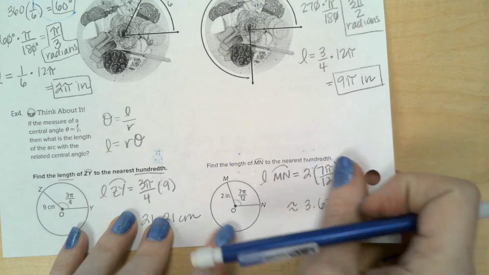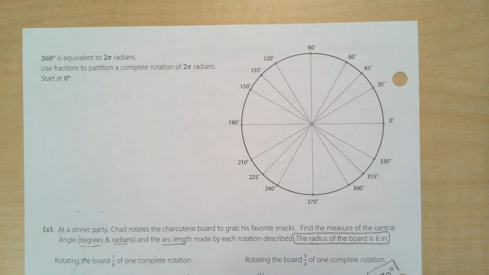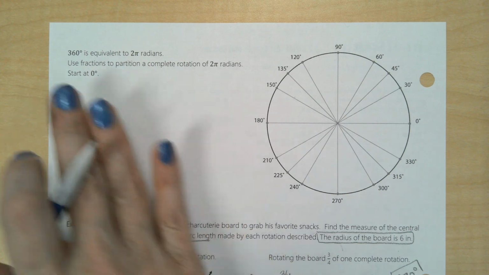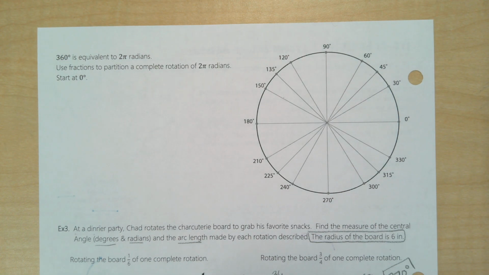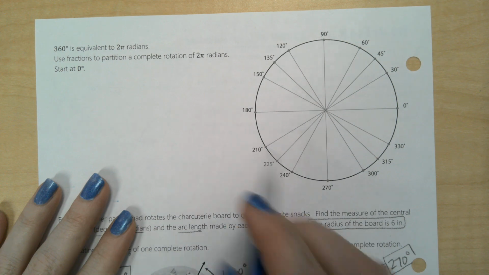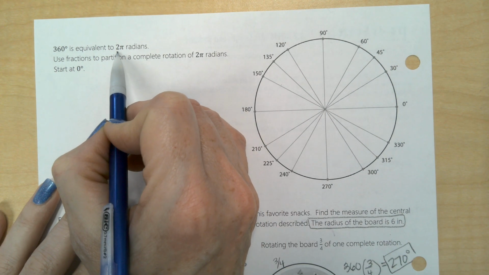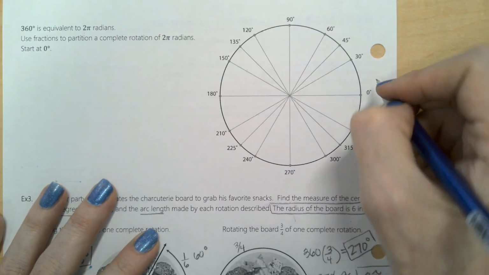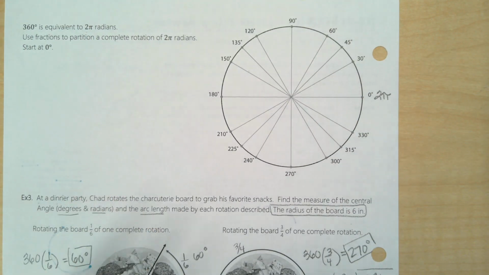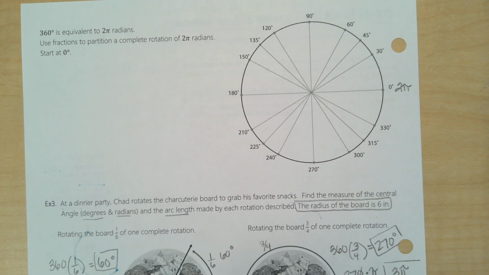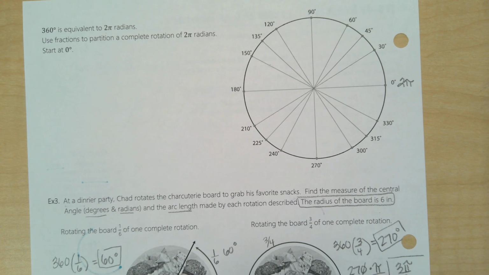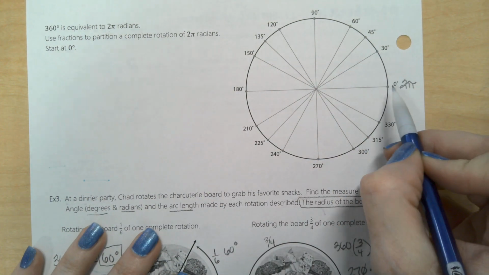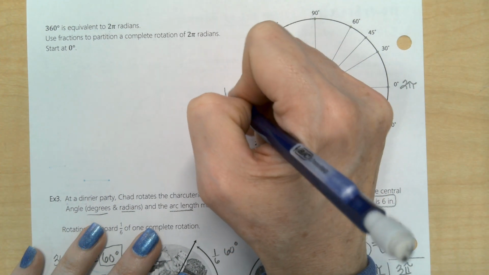Okay, the last thing is this circle. Now, what the directions are telling us, first of all, is that 360 degrees the whole way around is the same thing as 2 pi radians. Okay, so if I go from 0 degrees all the way to 0 degrees, this is 2 pi radians. Are you with me? Okay, so if all the way around is 2 pi, what's halfway around? 1 pi. Yeah, so just pi.